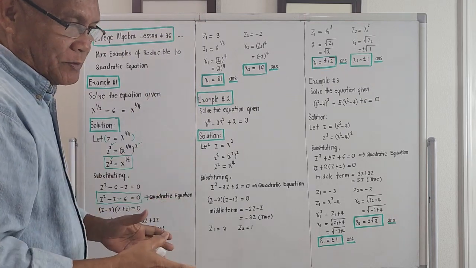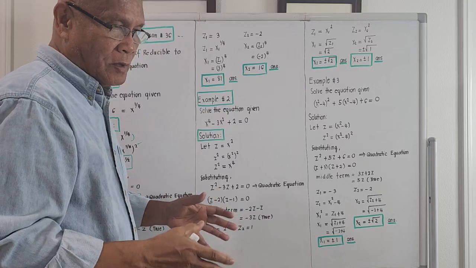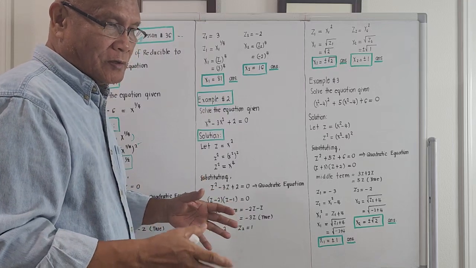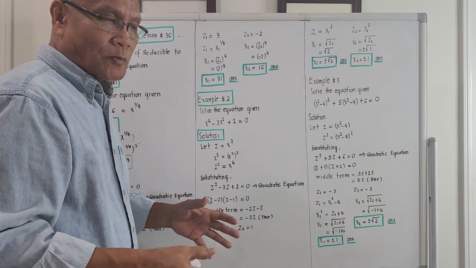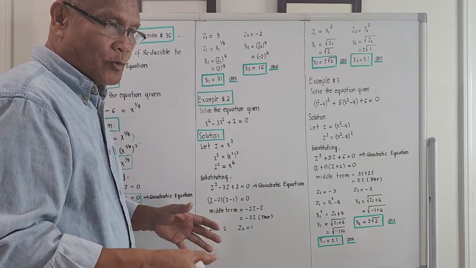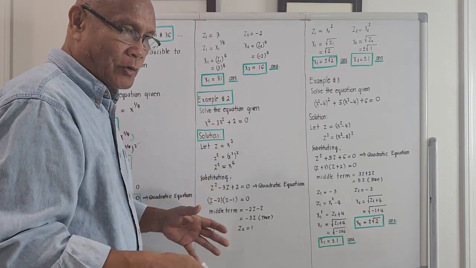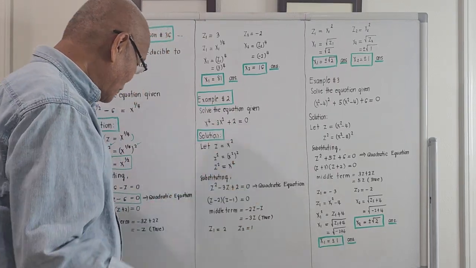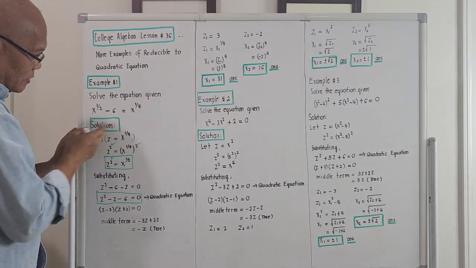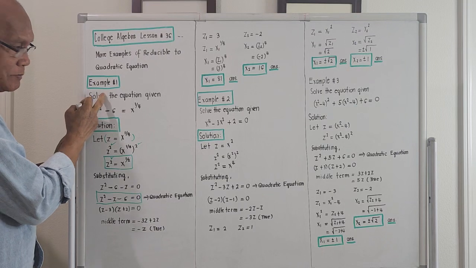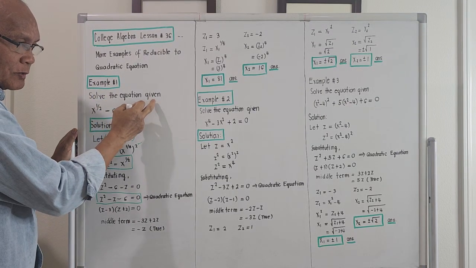be solving problems that could be reduced to a quadratic equation, because the main topic is actually the solution of a quadratic equation, and one of the special forms is actually those equations that could be reduced to a quadratic equation. Okay, let's proceed with example number 1. Solve the equation. We are given x raised to 1/2 minus 6, and they should be equal to x raised to 1/4.